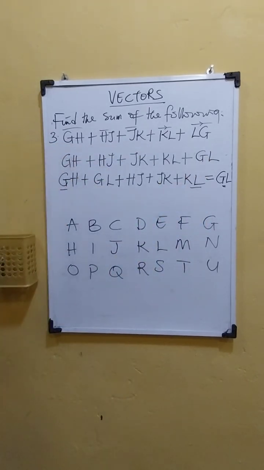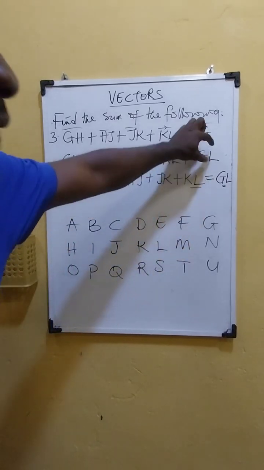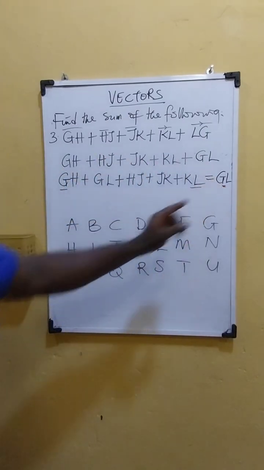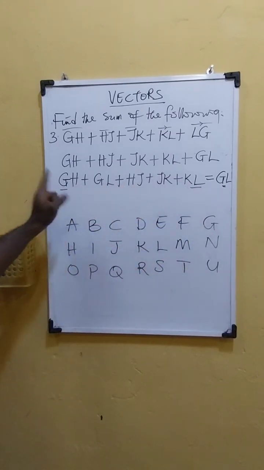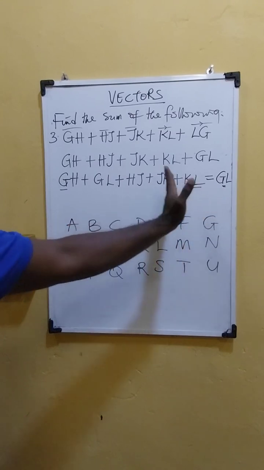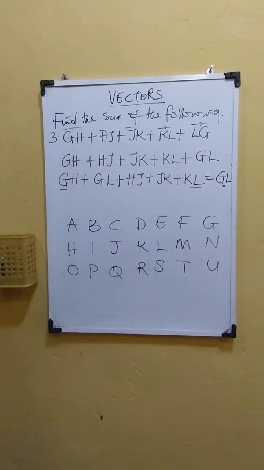So GH, if there's a GH here, what comes again after G? What should follow GH is another G, GL. So you have to bring this one here, which is what we brought here, and arrange the other ones the other way. So you take the first and the last. You take the first letter of the first vector, then you take the last letter of the last vector, which gives you what? GL. Simple.